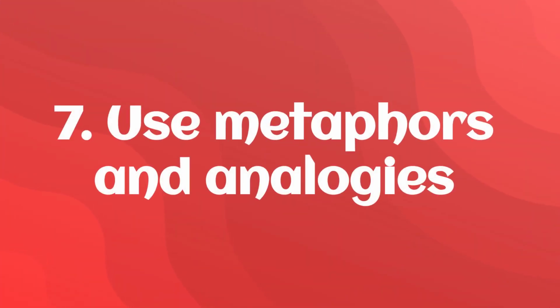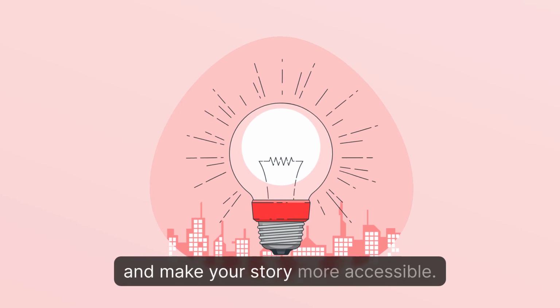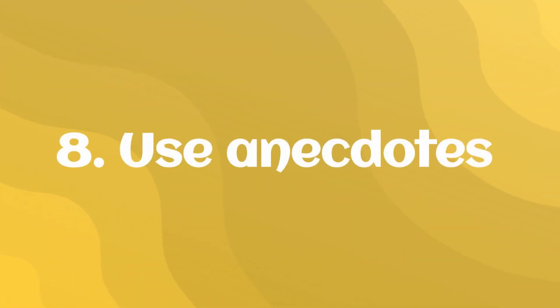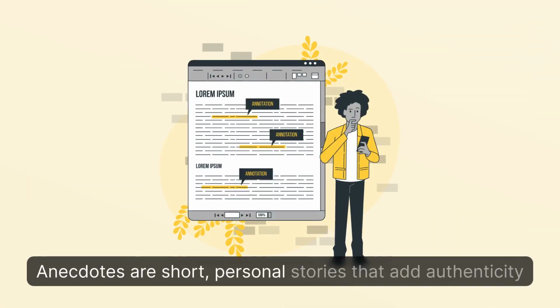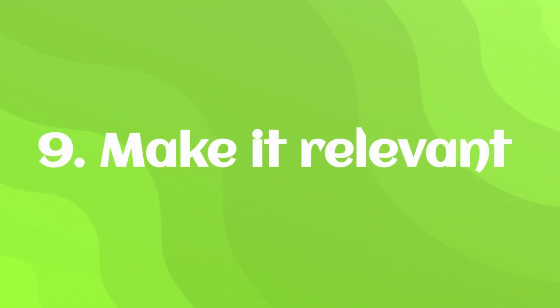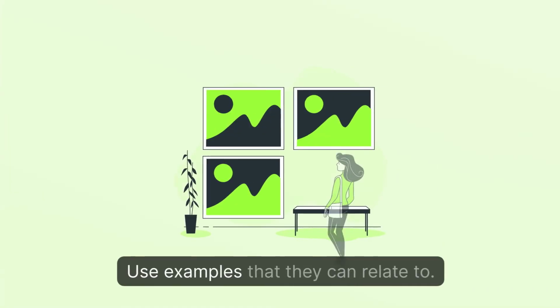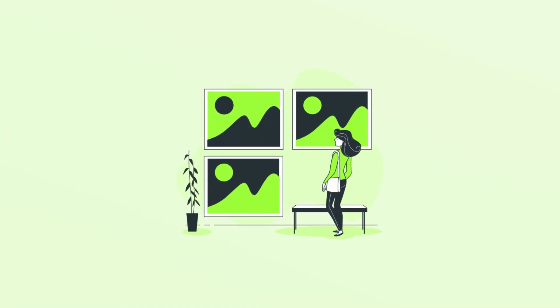7. Use metaphors and analogies. Metaphors and analogies can help simplify complex ideas and make your story more accessible. 8. Use anecdotes. Anecdotes are short, personal stories that add authenticity to your message. 9. Make it relevant. Your story should be relevant to your audience. Use examples that they can relate to.